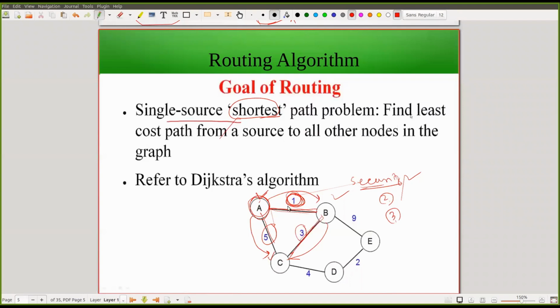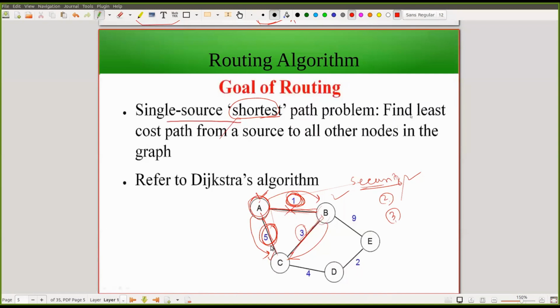Now suddenly, this link is broken. When this link is broken, what is going to happen at this moment? Now I don't have a path going from A to C via B. So I have to follow this other path, and in the routing table I have to update. The current cost of going from A to C will be 5, no more 4. Depending on the links available and the link cost, the routing table entry is going to change from time to time.